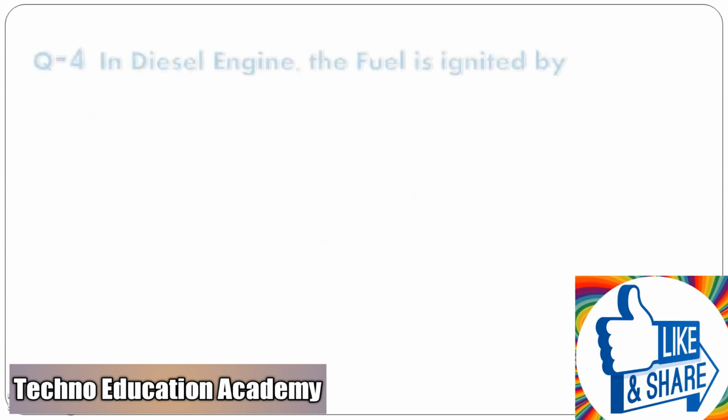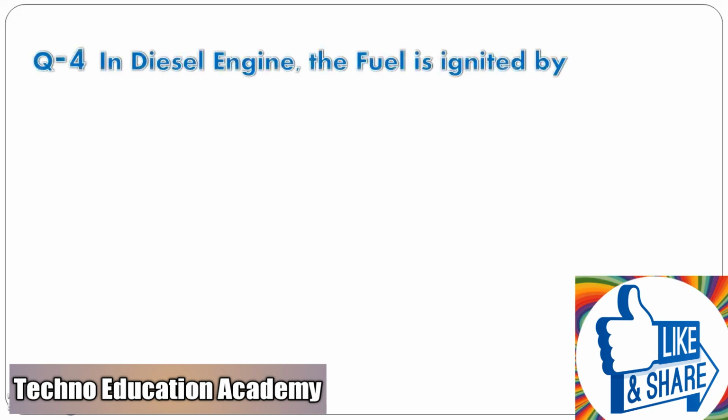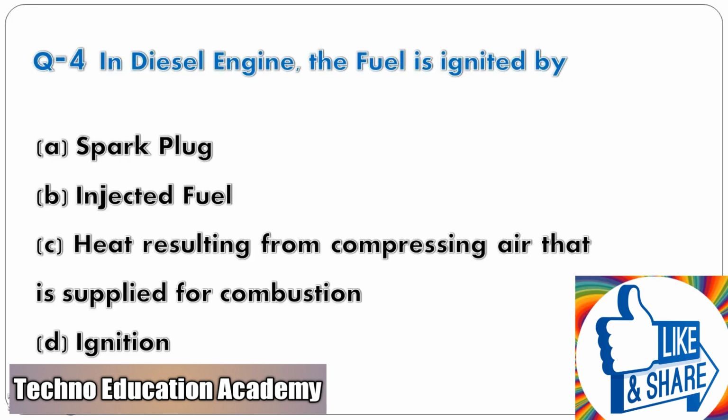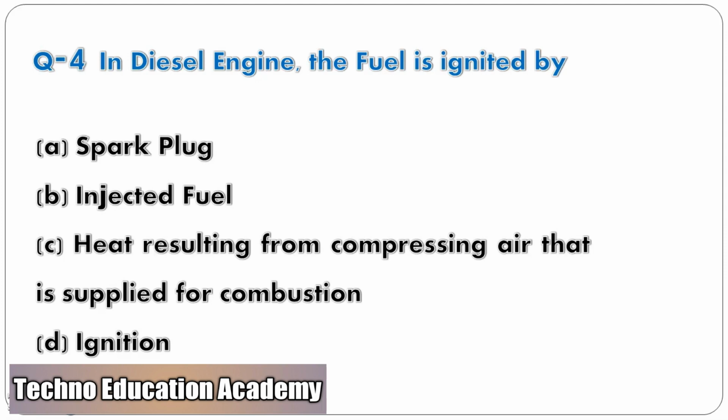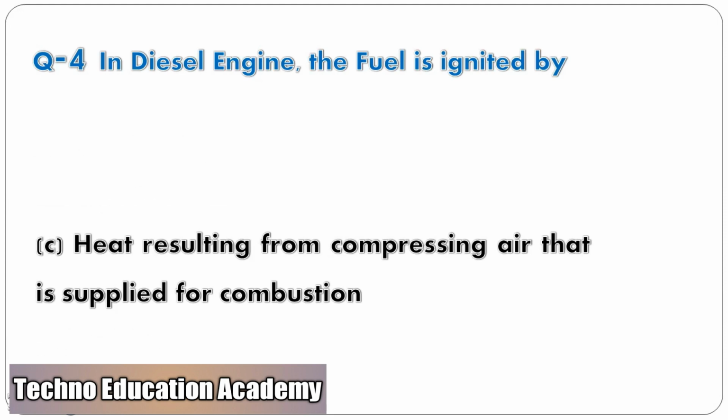Question number 4. In a diesel engine, the fuel is ignited by: option A, spark plug; option B, injected fuel; option C, heat resulting from compressing air that is supplied for combustion; option D, ignition. The right answer is option C. In a diesel engine, there is no alternate source for ignition of fuel, while in an SI engine or petrol engine, a spark plug is used to ignite the fuel.